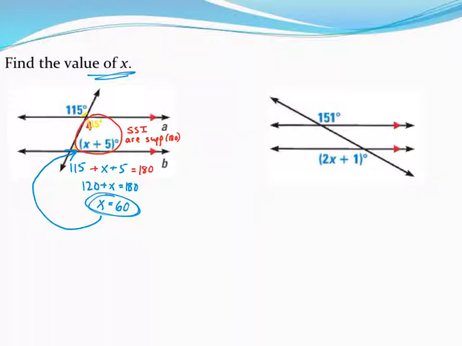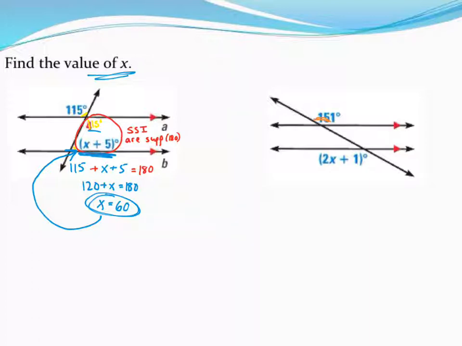So for example, x plus 5, 60 plus 5 would get me 65 for this angle. 65 and 115 do add up to 180. So it's a good way to check and make sure you've done it right. All right, and then our very last one. Again, first thing first, figure out what kind of angles you're working with.